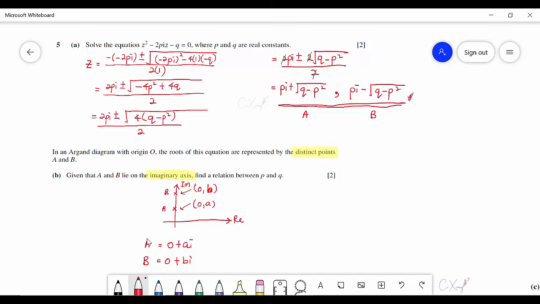Alright, so now let's come back to this one. Just now I already told you that A should be equal to pi plus square root q minus p squared, right? What I need to do is make sure that this term, maybe I use another color, this term must have something with i.